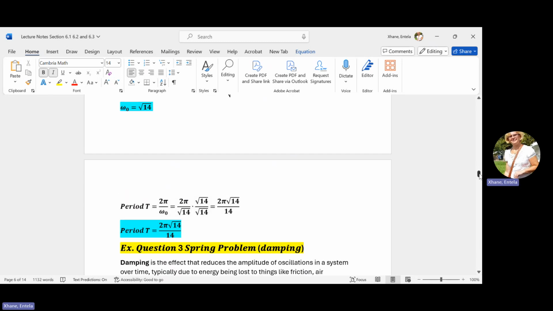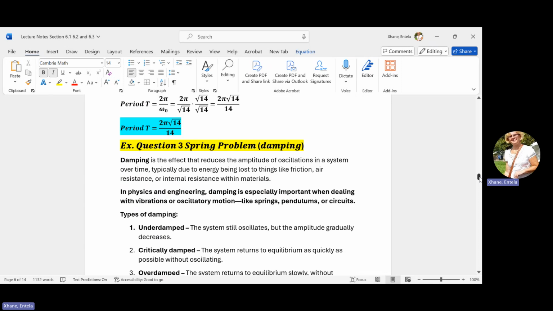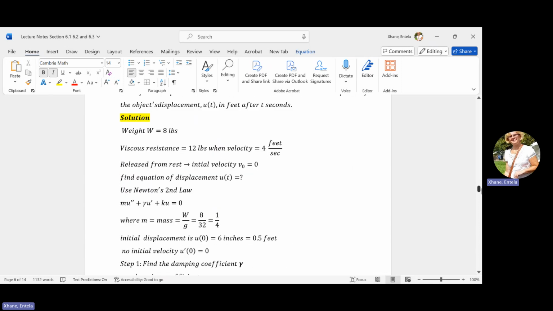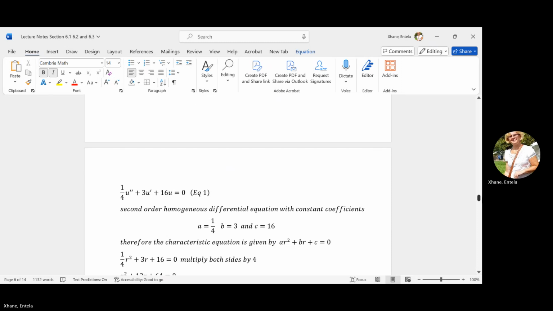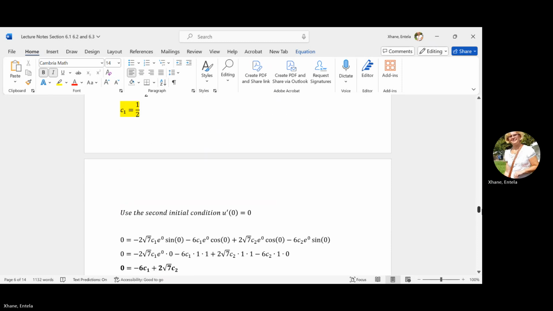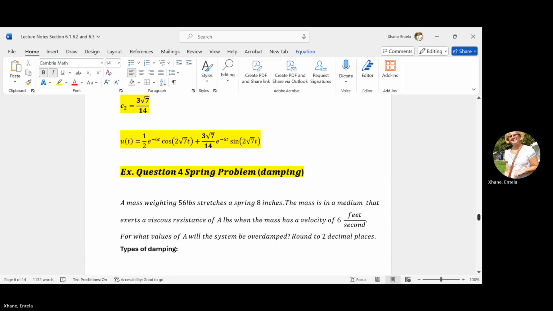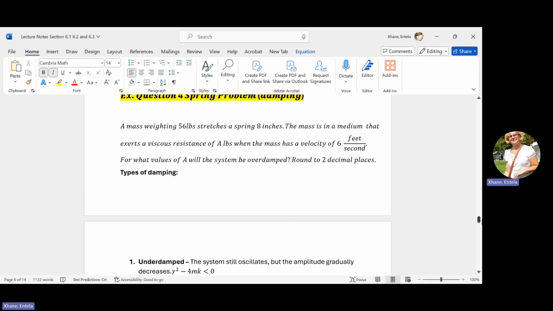And now let's transition to number 4. That's another example using damping, but it is designed a little bit different. So what is different now?